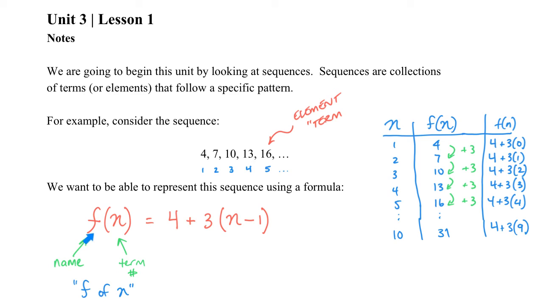What it says is, in the f sequence, whatever we name it, whatever term you want, you take 4 plus 3 times the previous term number. So if I wanted, like we did, f of 10, then I would do 4 plus 3 times 10 minus 1, which is 9. Okay, and let me show you. We're actually going to do that now.